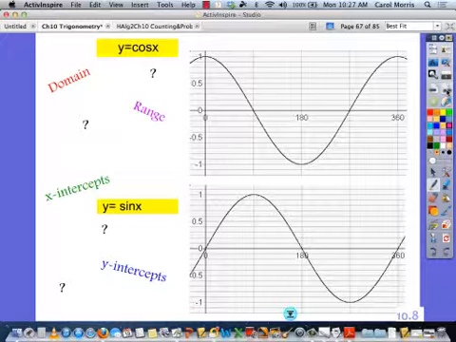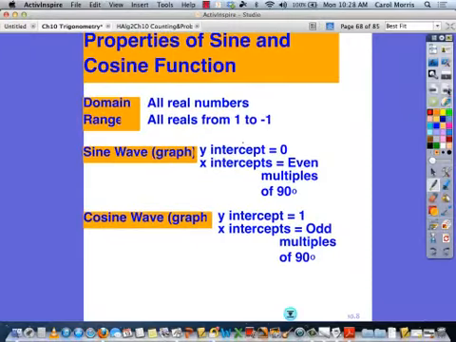X-intercepts. If you start looking at the x-intercepts on the sine versus the cosine wave, on the cosine, x-intercepts are right here. They are characterized differently than the y-intercepts. Again, the y-intercepts, there's the y-intercept for the cosine, there's the y-intercept for the sine. So start looking at those features and you should be able to come up with a list, and that list should look very similar to this.